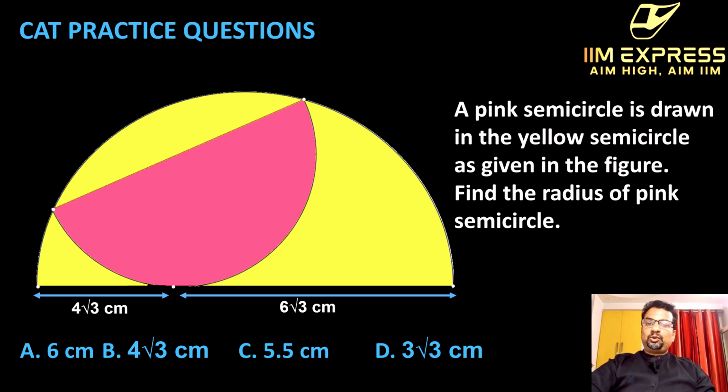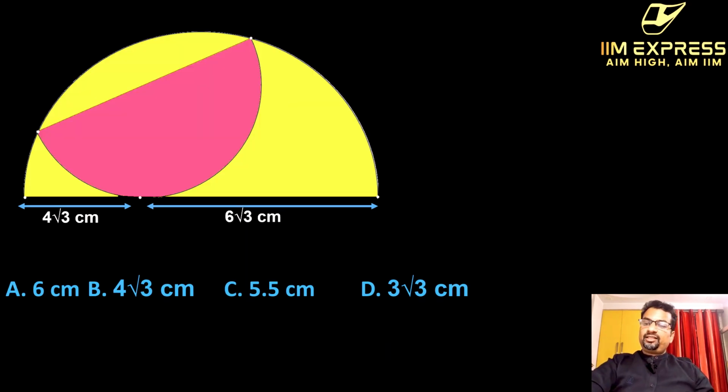So starting with the solution, what is given to us? A pink semicircle is drawn in the yellow semicircle as given in the figure. Find the radius of pink semicircle. This we need to find out. So let's start with the solution.